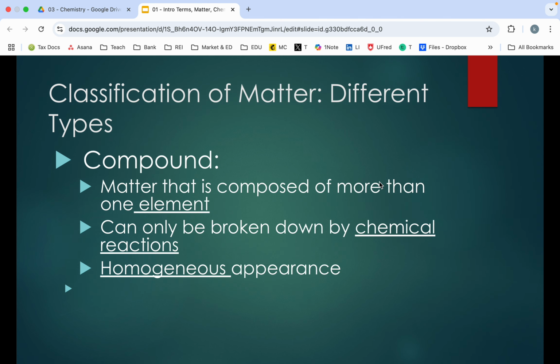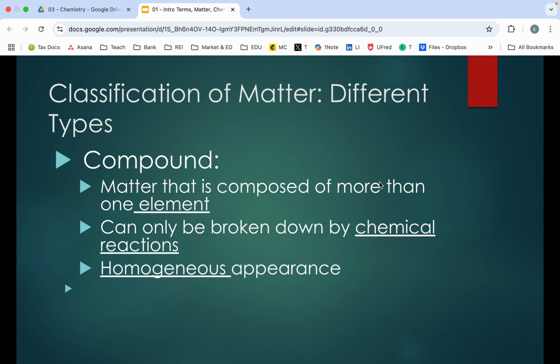A compound has two or more elements. When you look at that fancy periodic table, any two squares on there, if they stick together, that will be a compound. It can only be broken down by chemical reactions, so it cannot be physically separated. We're not getting out the knife, we're not running it through a filter or anything like that to separate it out into its two elemental parts. That is not possible. It has chemically combined, and so it needs to be broken down through a chemical reaction. It'll be homogeneous in appearance as well, so it is always going to be.